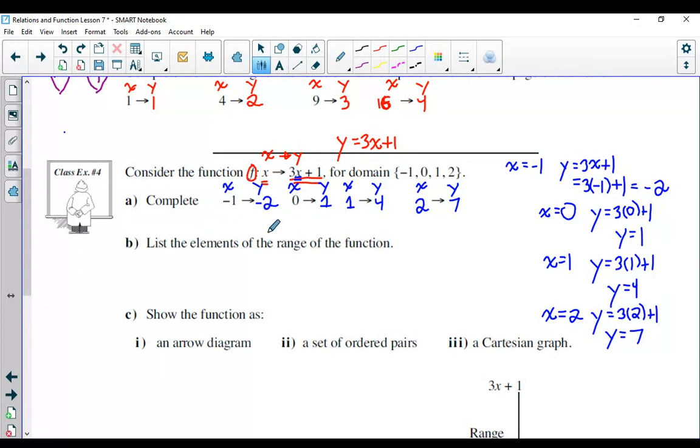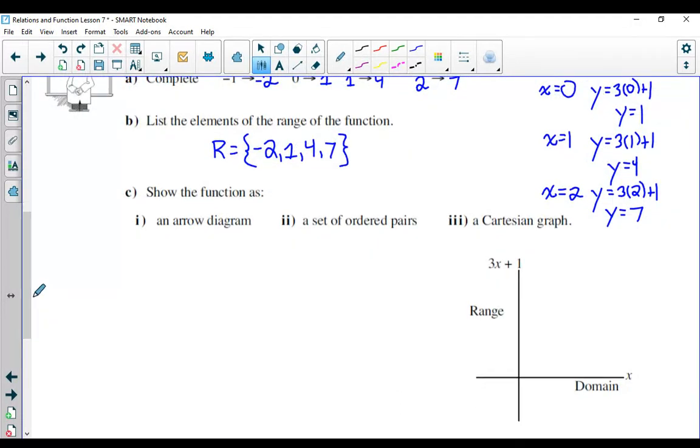Okay, list the elements of the range of the function. Okay, so the domain's identified up here. So the range, we just have to write down what the different possible y values are. So we just write down range, r for range would be, okay, where are the possible y values? Write them in ascending order. So the smallest one is going to be -2. Then we have my y value of +1. Then we have a y value of 4. And then we have a y value of 7. Okay, so that's my range.